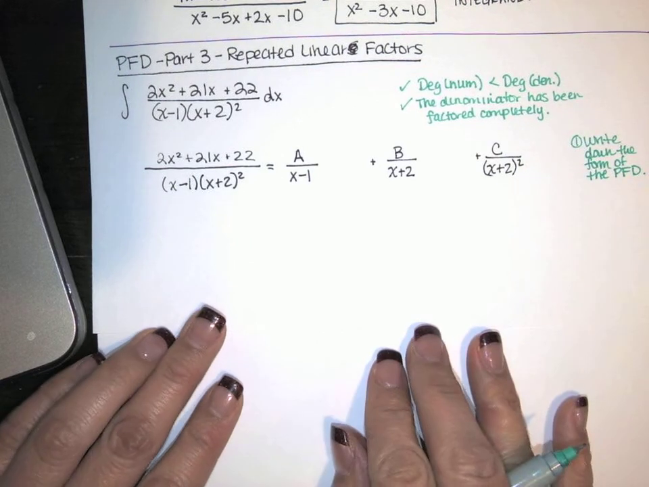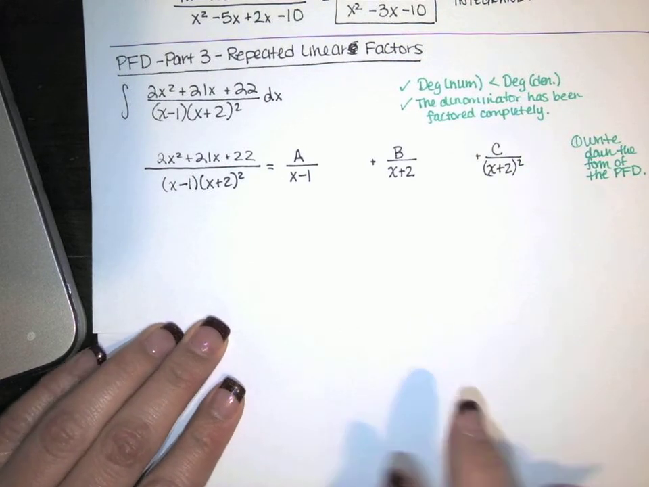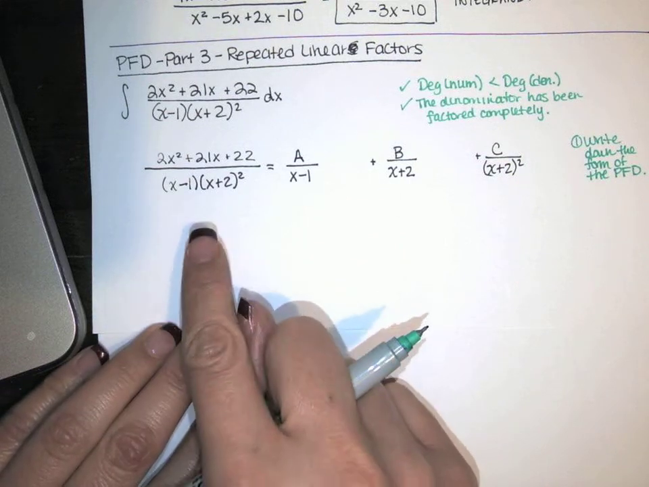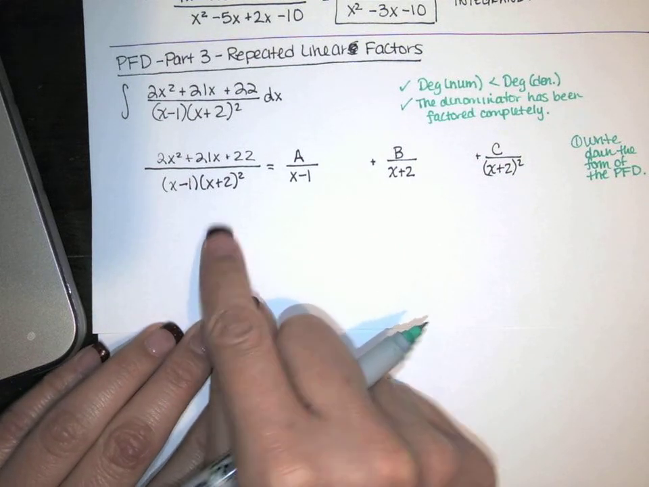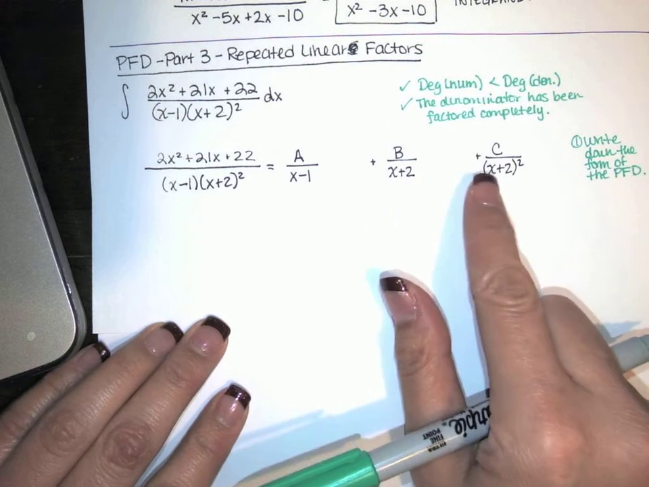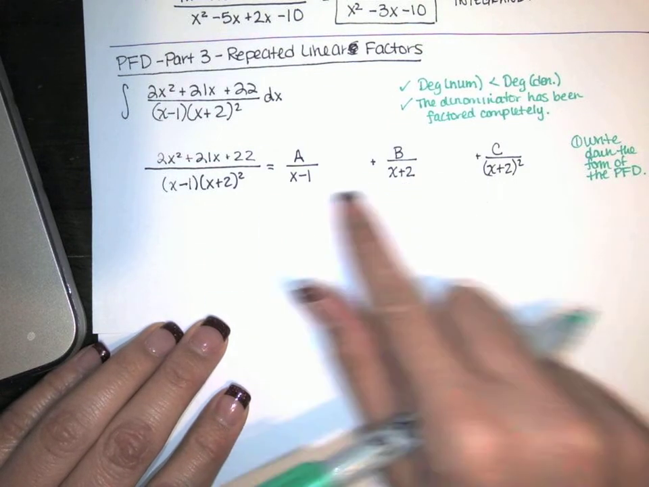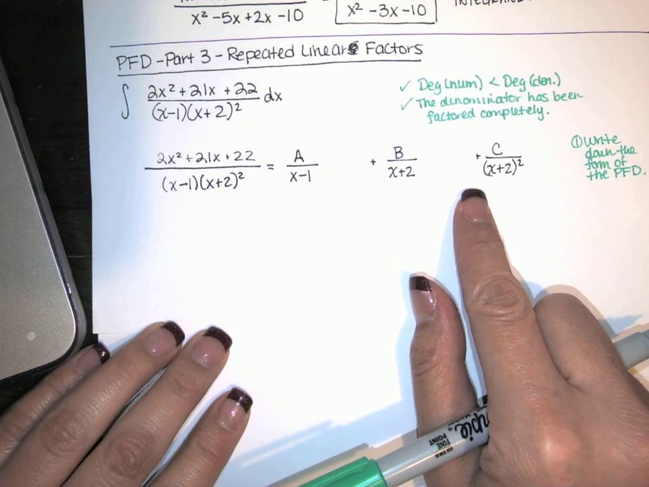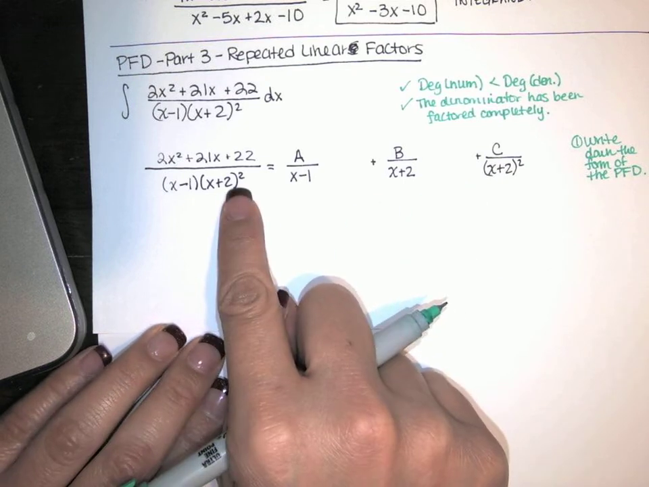And once you've written down the partial fraction decomposition, you want to multiply by the LCD. Now the LCD is always the original denominator. It's not this times this times this. If you did that, you'd have an x plus 2 cubed. That's too many x plus 2's. We only want x plus 2 squared.